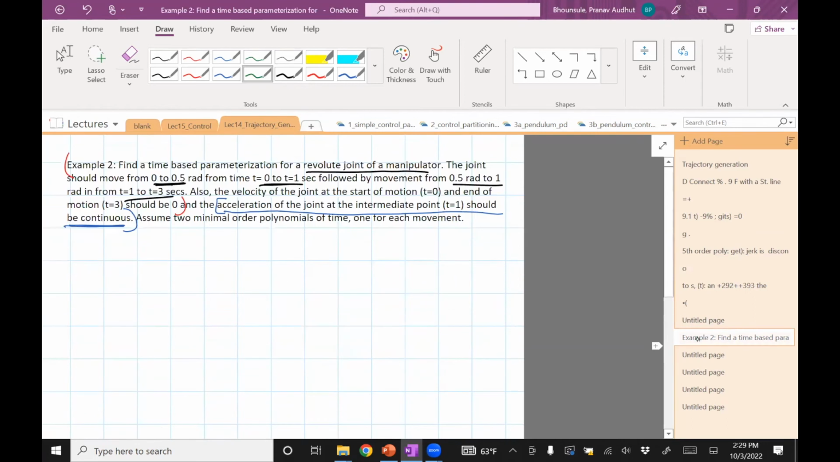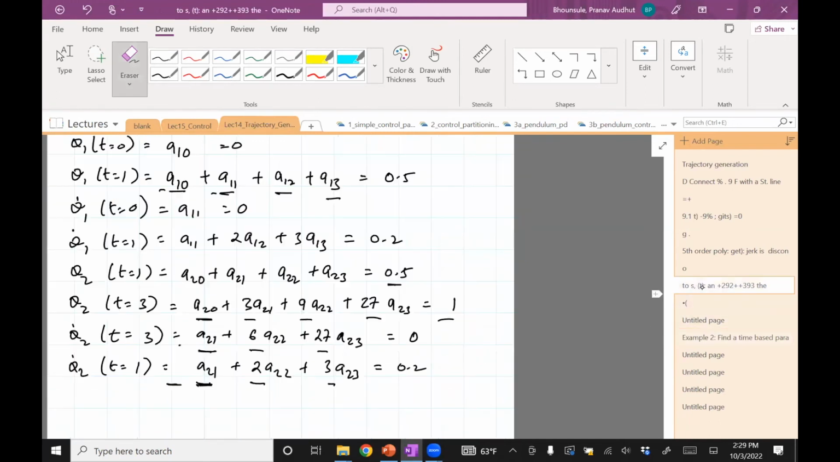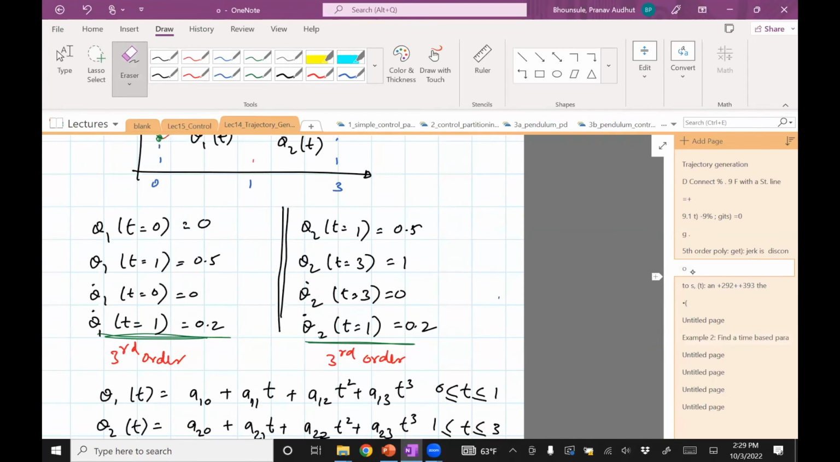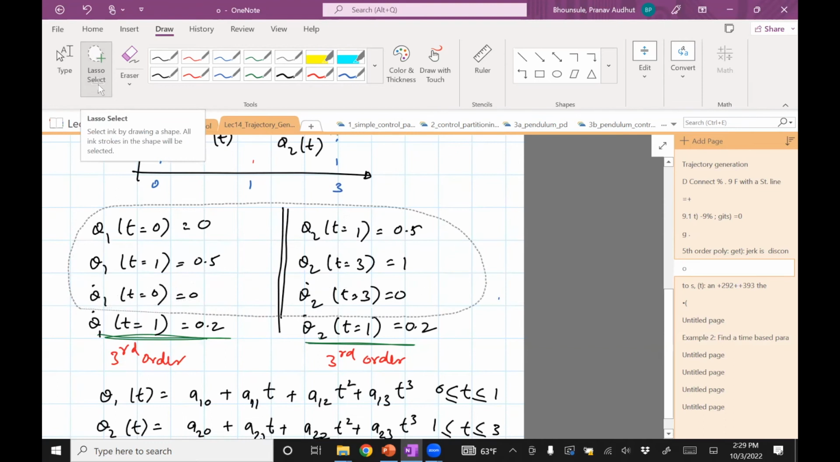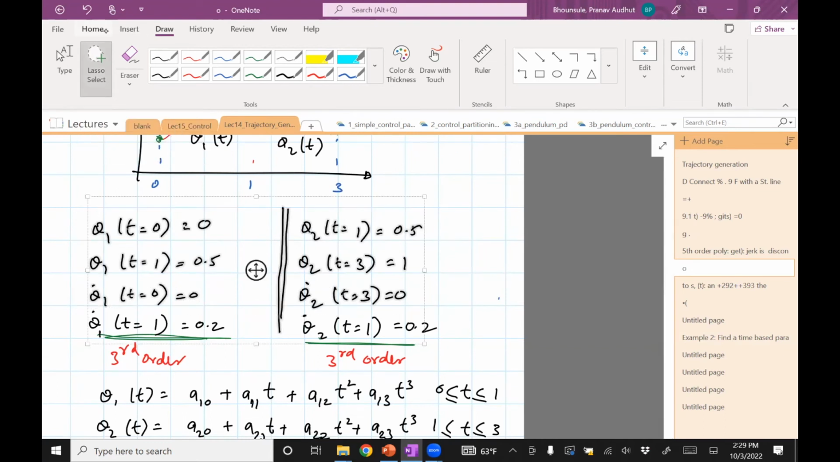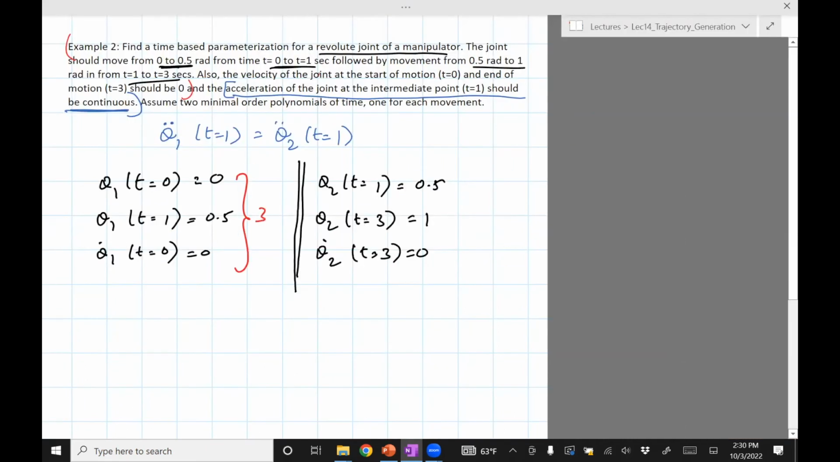Okay. With this problem, everything else remains the same, except that I said the acceleration of the joint intermediate point should be continuous, which means that I now say that theta1 double dot at t equals 1 equals theta2 double dot at t equals 1, well, this should be equal. And then remember that all the other conditions hold true. So I should probably copy paste these. Okay, so we copy them. These are three conditions. This is one condition.